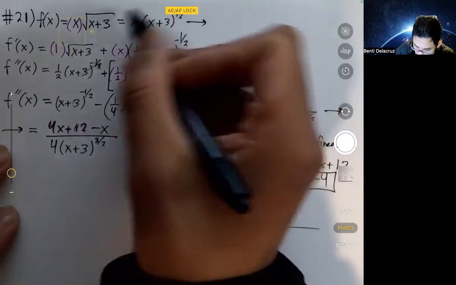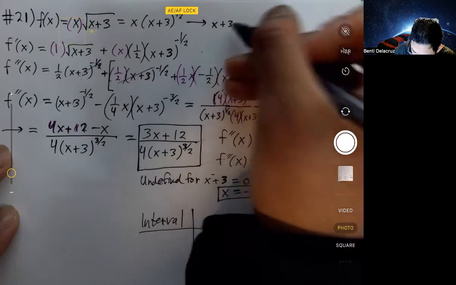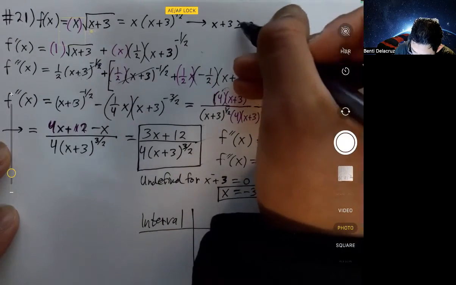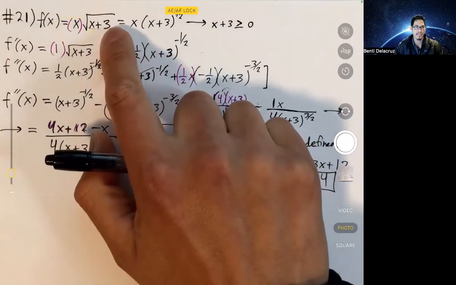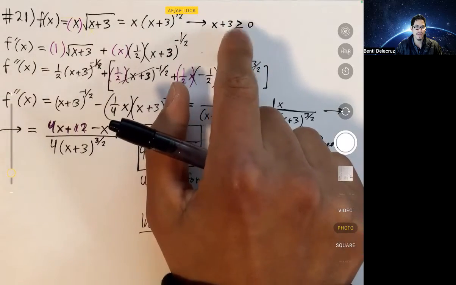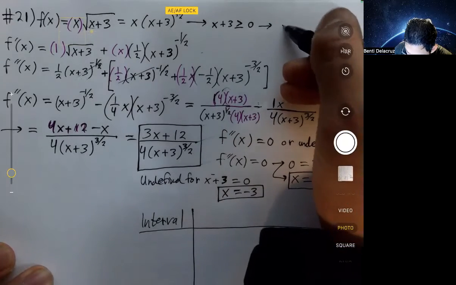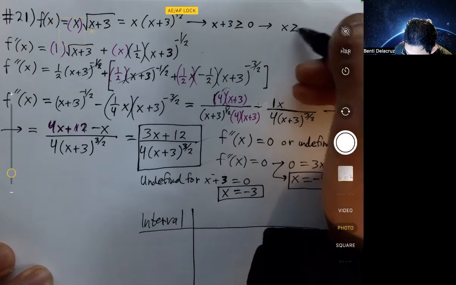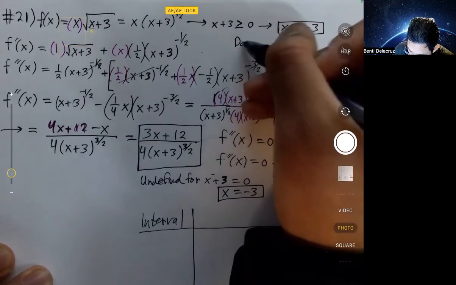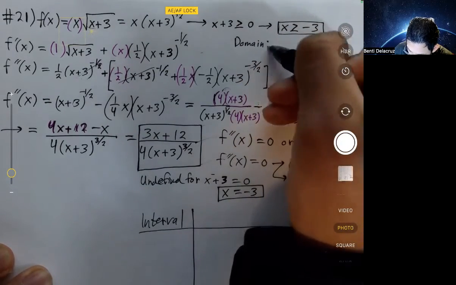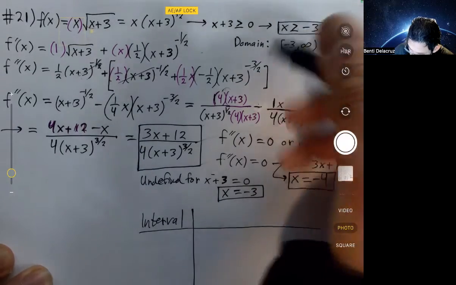Now, remember, if you're taking the square root of x plus 3, that means x plus 3 has to be greater than or equal to 0, because if it's a negative number, you're going to have a non-real answer. So the domain has to consist of x values that satisfy this. So you take away 3, which means the domain has to be x values greater than or equal to -3. So your domain essentially goes from -3 to infinity. This is your domain.